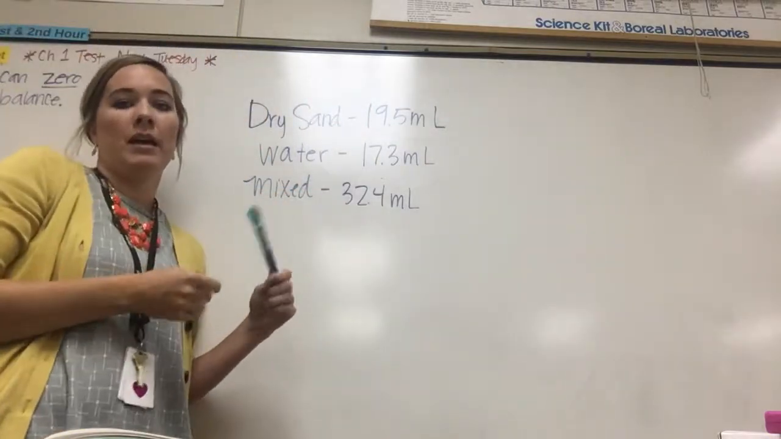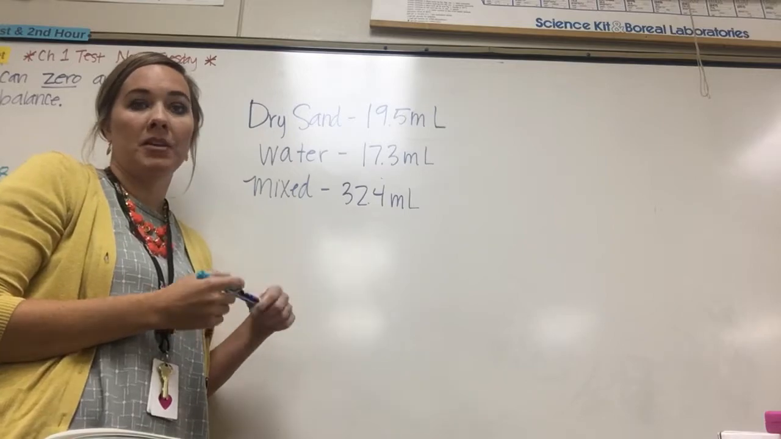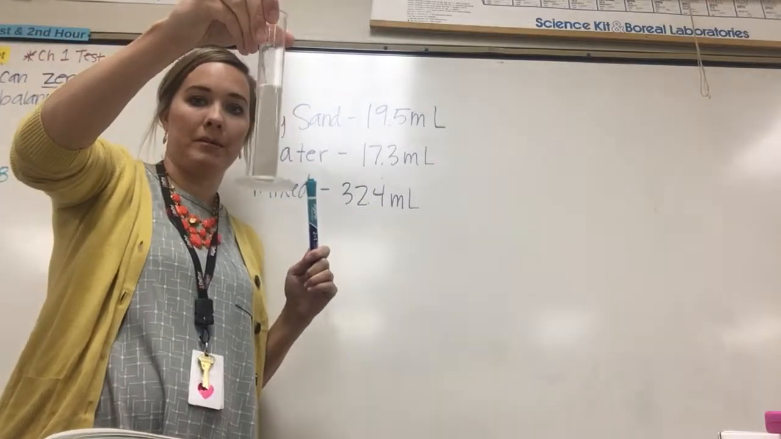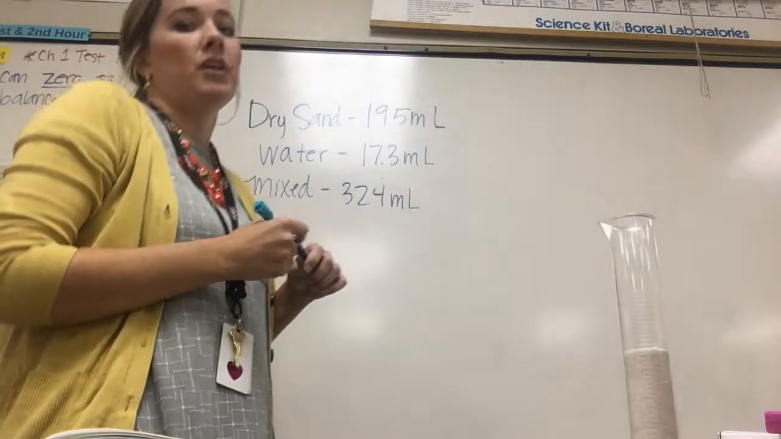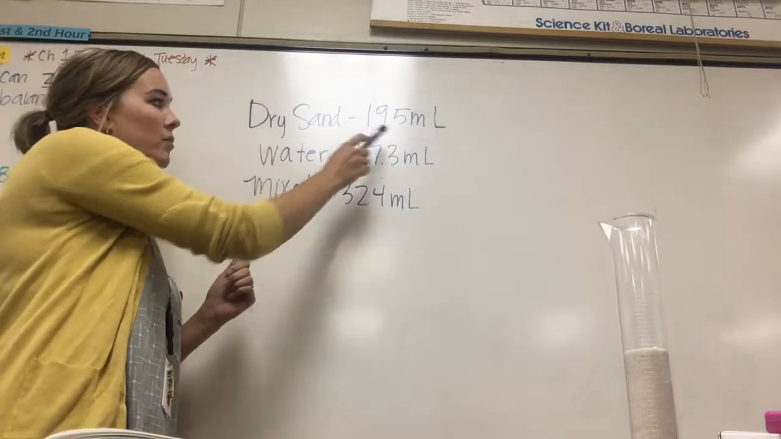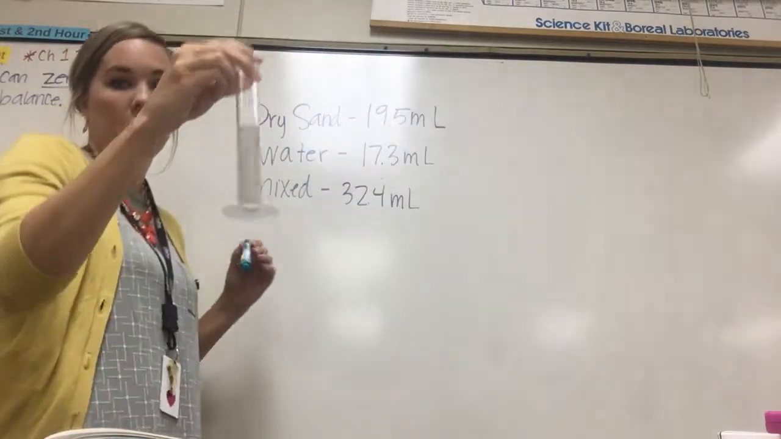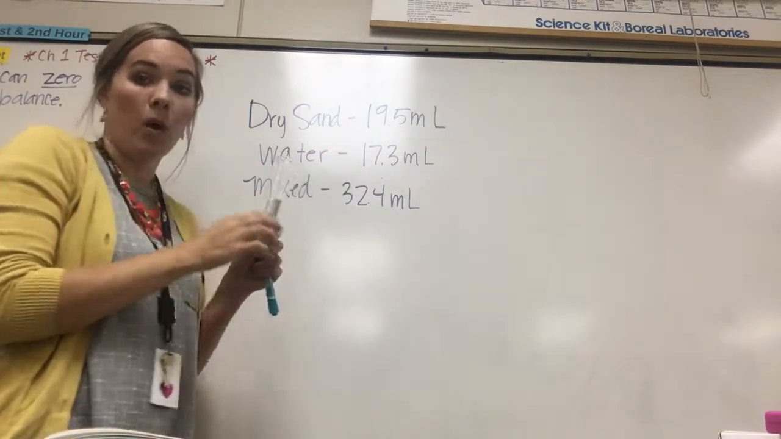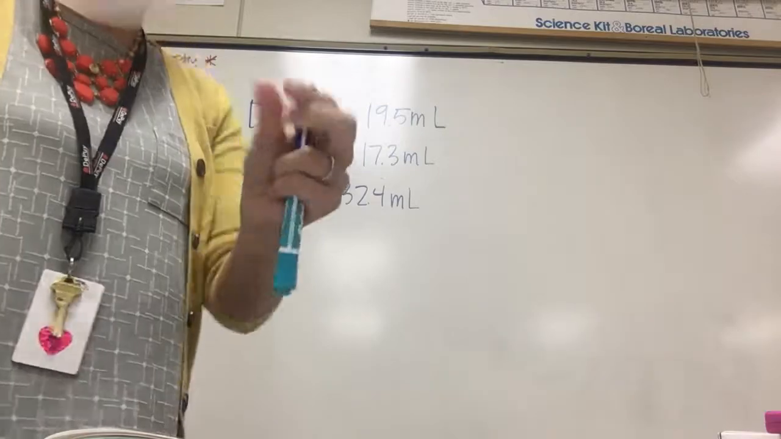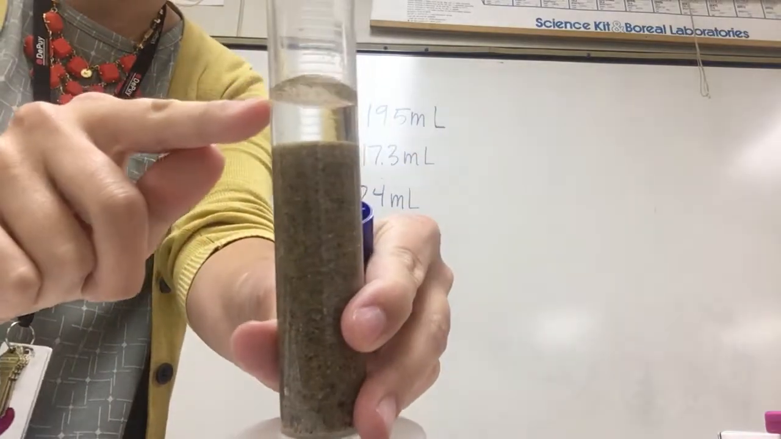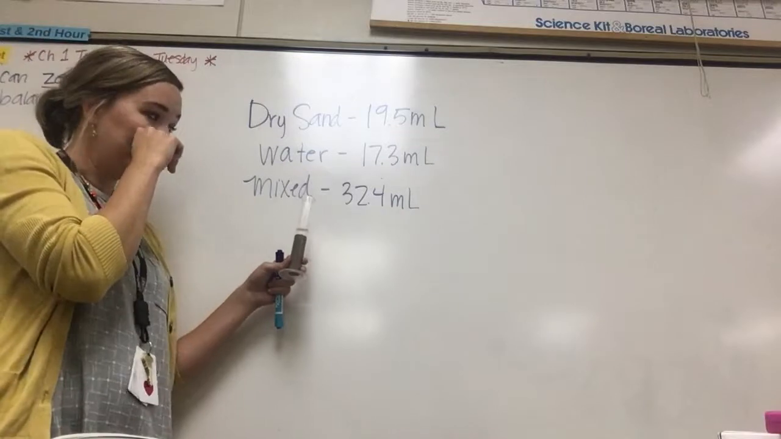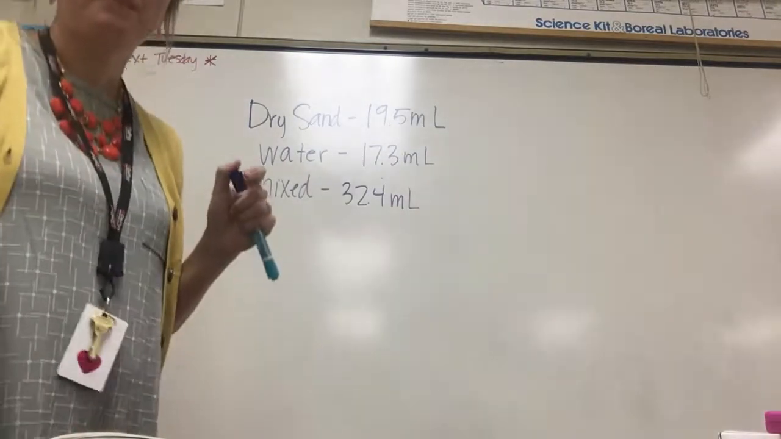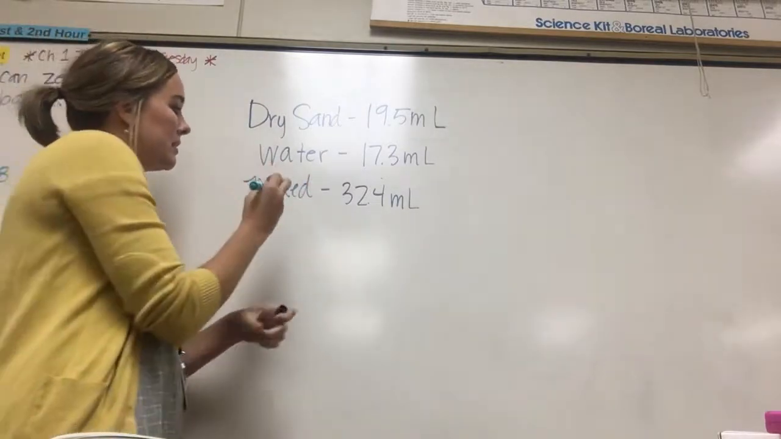All right, I'm going to do a practice calculating airspace in your amount of sand problem. So, starting off, we're going to say we started off with 19.5 mils of dry sand. We added 17.3 mils of water. And when they mixed, remember we read it at this top line here, we ended up with 32.4 mils.